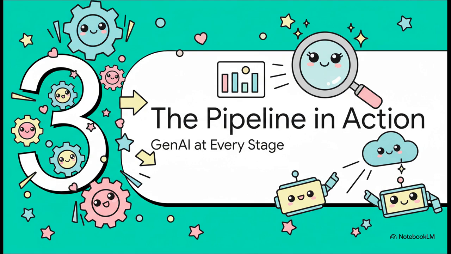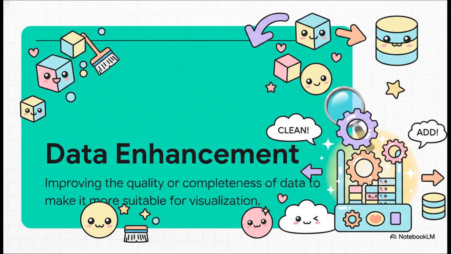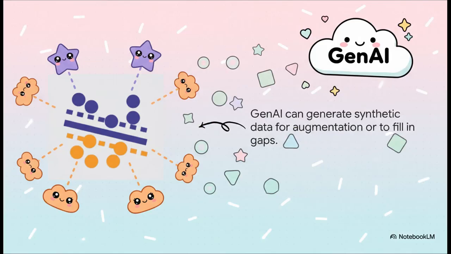All right, so now let's see this pipeline in action. We're going to zoom in on each of those 4 stages and really look at what GenAI is doing under the hood. We'll start at the very beginning. Everything kicks off with data enhancement. The easiest way to think about this is like prepping your ingredients before you start cooking. It's all about cleaning, improving, or maybe even adding to your data to make sure it's absolutely ready for visualization. And here's a perfect example. Let's say your spreadsheet has some gaps in it, or maybe there's just not enough data to see a clear trend. Well, GenAI can actually generate new synthetic data points that fit the pattern perfectly, basically filling in the blanks so the story in your data becomes way, way clearer.